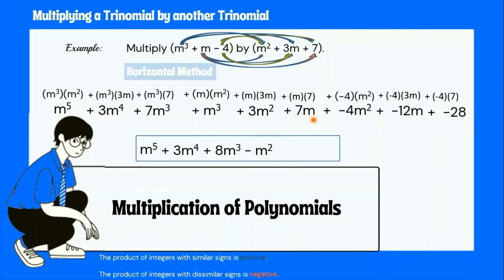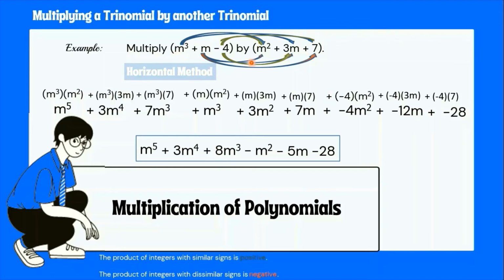Next, doon naman tayo sa literal coefficient na m lamang, may invisible 1. We have 7m and negative 12m. Different signs, kaya magiging 12 minus 7, which is 5. Negative 5 dahil yung ating larger number ay 12, which is negative. Kaya magiging negative 5m. Kopyahin lamang natin yung ating literal coefficient na m. And then, ito lamang ang nag-iisang constant. Drop it down. Minus 28.